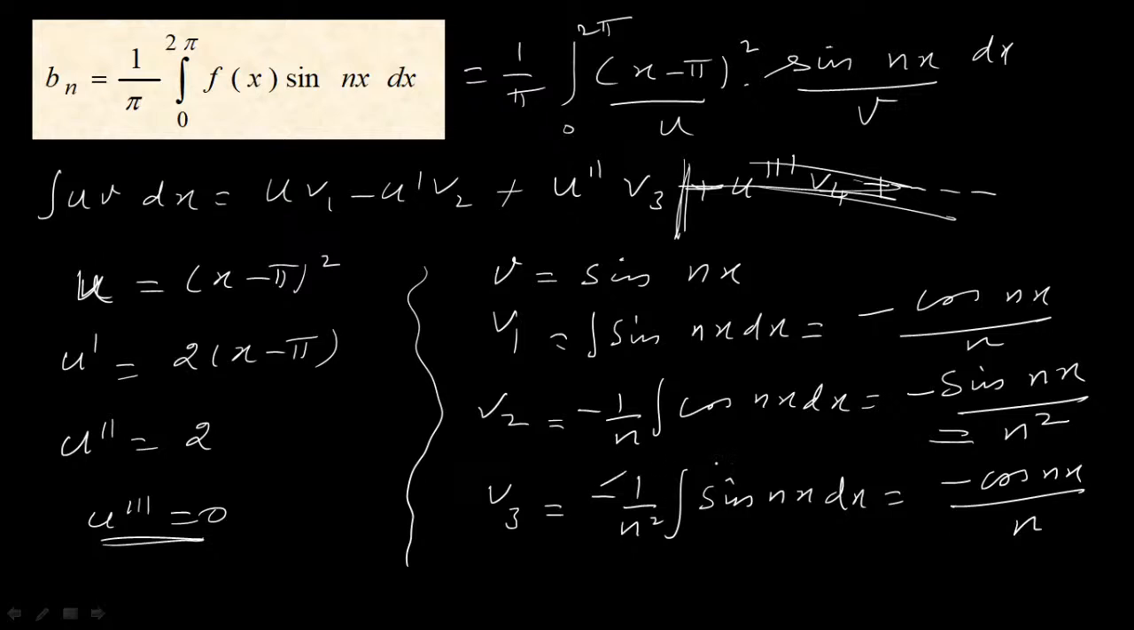Already you have minus at the beginning, so that minus and minus becomes positive already, and also you have n squared in the denominator. So here you have one more n, so that becomes n cube. So now let me substitute this in the formula in the form u v1 minus u dash v2 plus u double dash v3, and let me substitute the limits 0 and 2 pi to get the value of bn.